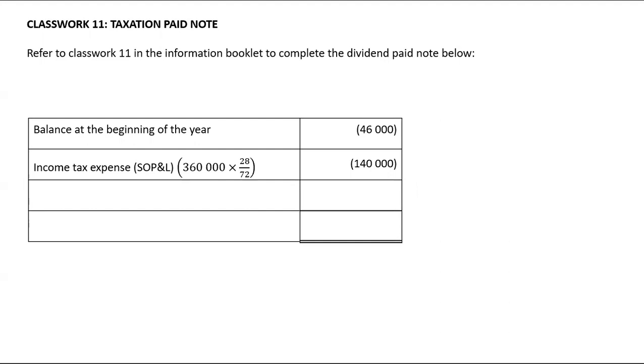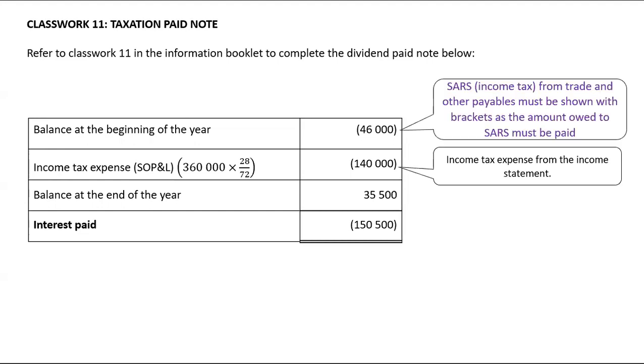Now, your SARS income tax for the current year was in trade and other payables. That means that we didn't pay any SARS income tax for this year. That's why it's an inflow, and it will only be paid in the following financial year. Our SARS income tax paid for the year will be 150,500.